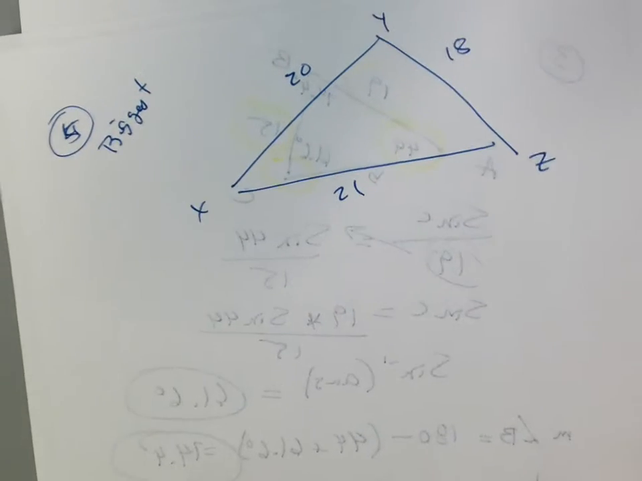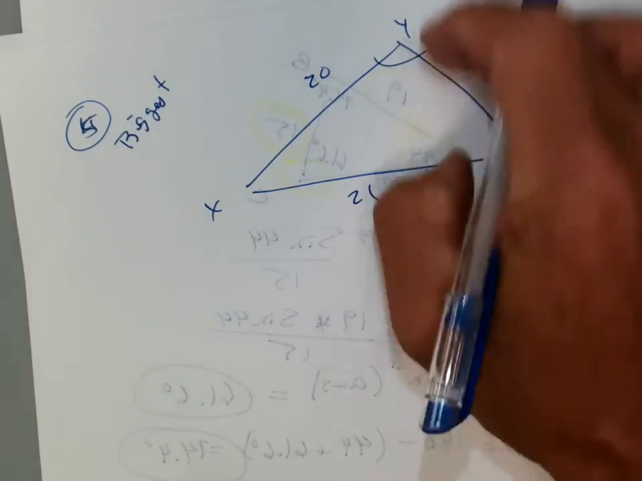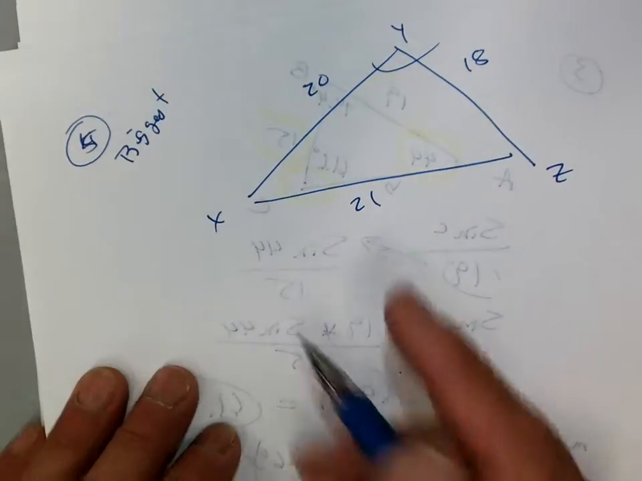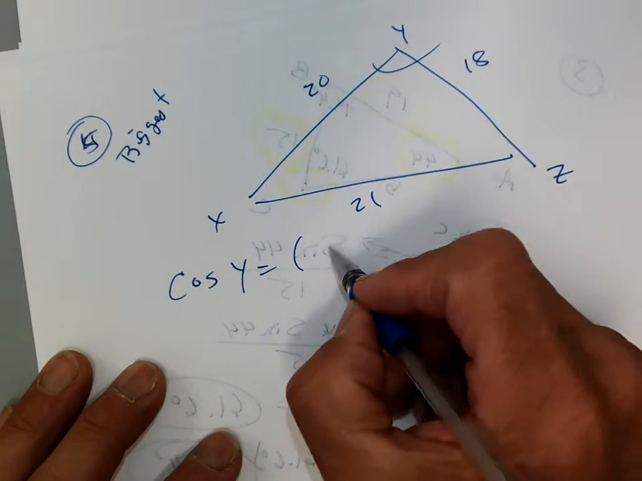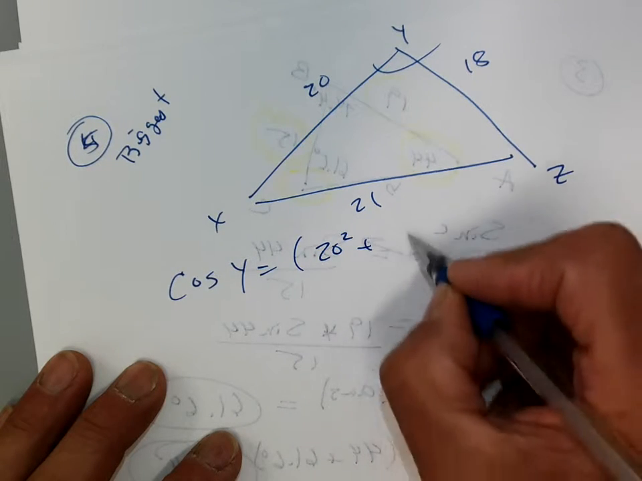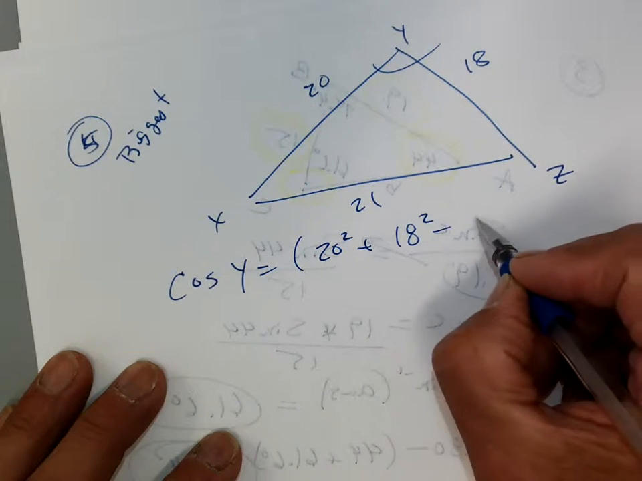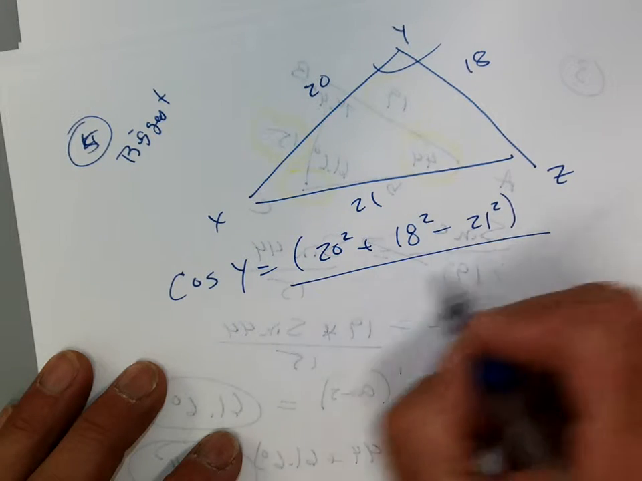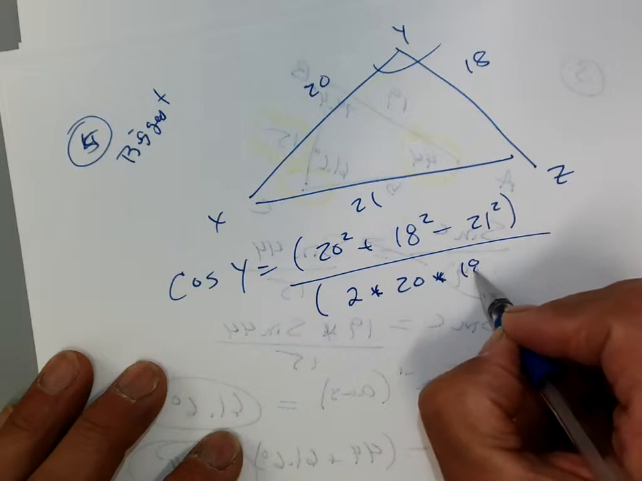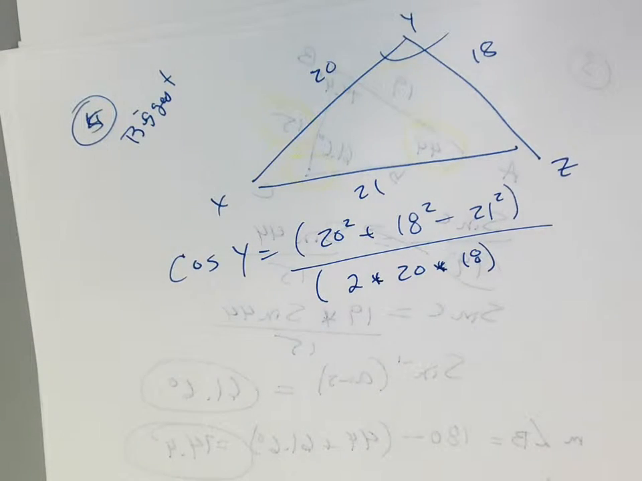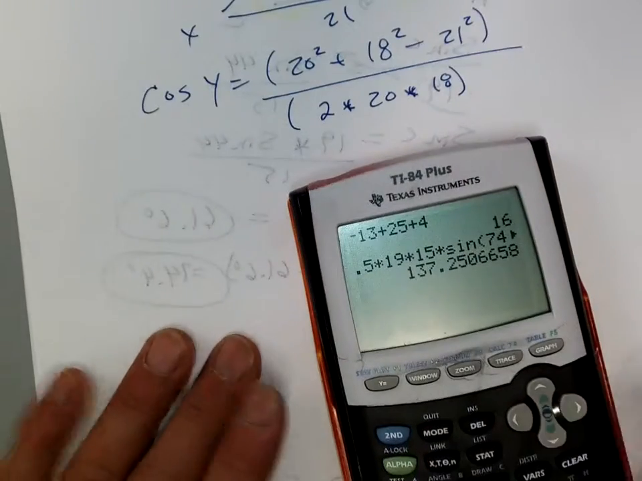Okay, so I'm going to go for angle Y. It's got to be the biggest angle because it's opposite the biggest side, right? So let's go for cosine of Y equals parentheses adjacent squared plus adjacent squared minus opposite squared parentheses divided by parentheses 2 times my adjacent times my adjacent. So cosine Y equals parentheses 20 squared plus 18 squared minus 21 squared divided by parentheses 2 times 20 times 18. Okay, I'm going to use my calculator real quickly.